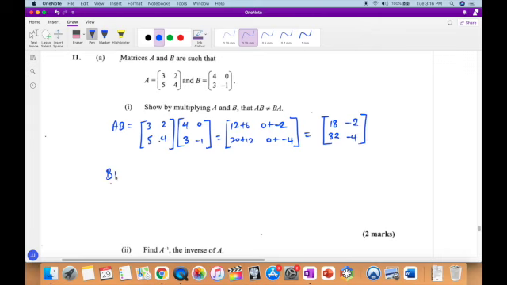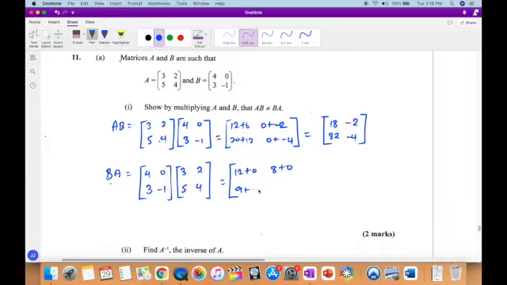Now let's check out the matrix BA. So I'm going to write B: 4, 0, 3, negative 1. And the matrix A is 3, 2, 5, 4. We do the matrix multiplication. 4 3s are 12 plus 0, and we can obviously see here we're going to start to get something different. 4 2s are 8 plus 0 times 4. 3 3s are 9 plus 5 times negative 1, and 3 2s are 6 plus negative 4.